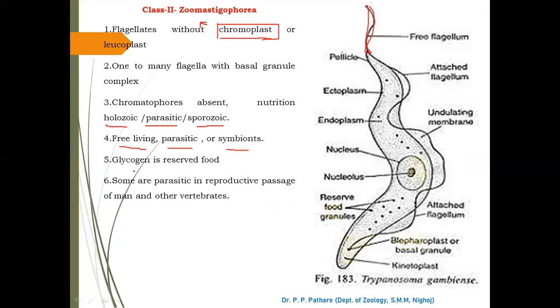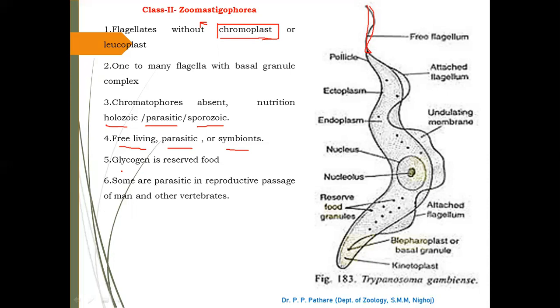Next important characteristic, that is glycogen is the reserve food material. I already told you, all living organisms show this feature, that is storage of food material in the form of reserve food material. If plants store their food material, that time they store it in starch form. If animals store their food material, they store it in the form of glycogen. समझ में आ रहा? This is the very common concept regarding storage of food material.